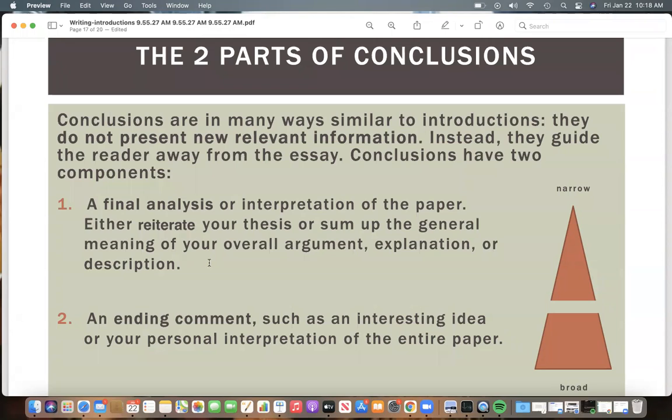Try to see if there's a different angle you can take, a different way you can come at that thesis, but just reiterate what your main argument is, or sum up the general meaning, explanation, or description, and then have some kind of ending comment, like an interesting idea or your personal interpretation of the paper. What can we take away from it? What larger implications does it have? That kind of thing. So you're going from the narrow specificity that you were writing in the body of your essay and broadening out in your conclusion.